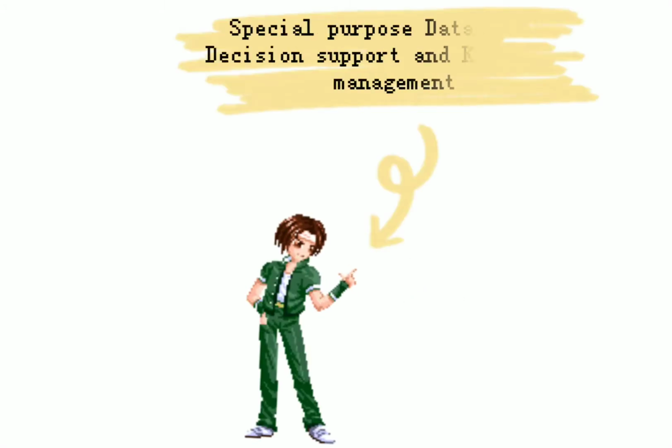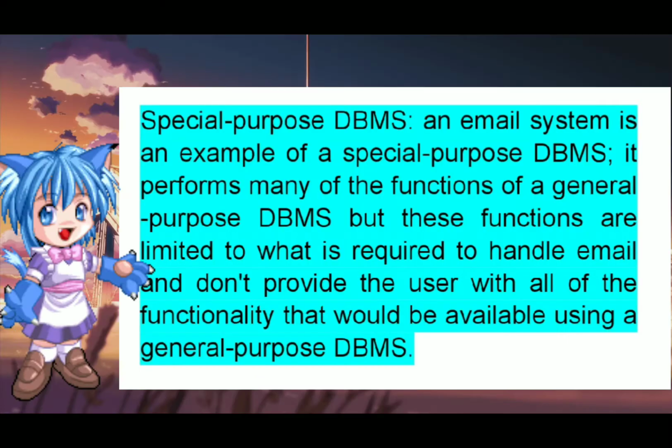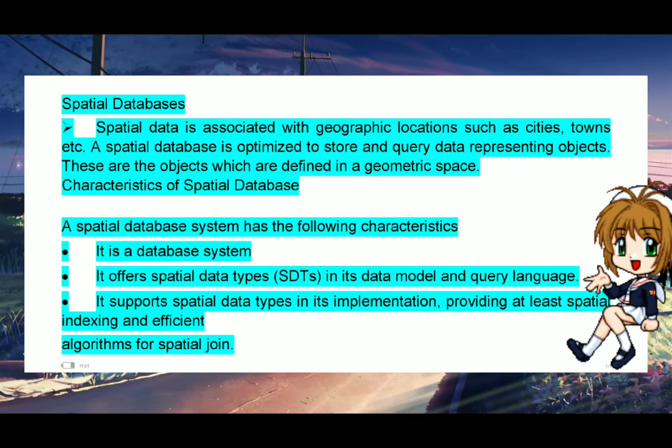Let's talk about the Special Purpose Database, Decision Support, and Knowledge Management. Special Purpose DBMS. An email system is an example of a special purpose DBMS. It performs many of the functions of a general purpose DBMS, but these functions are limited to what is required to handle email and don't provide the user with all of the functionality that would be available using a general purpose DBMS.